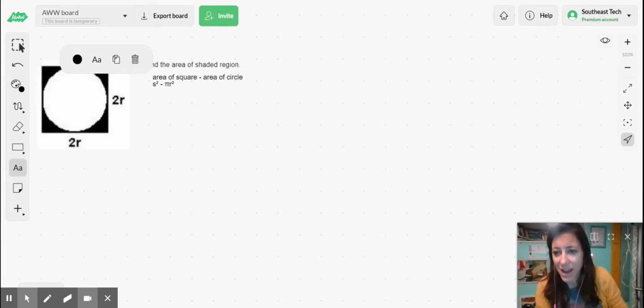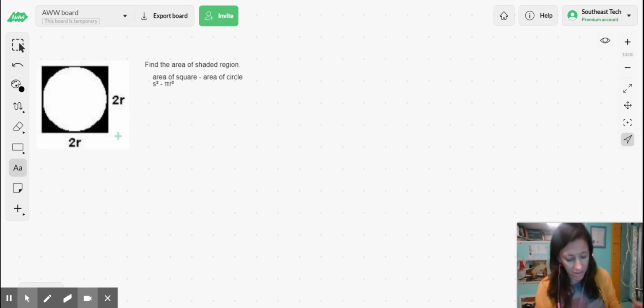Hi, so we're going to look at how to find the area of the shaded region here. So we have the area of the square, which is whatever the side length is squared. Subtract, we're going to cut out the area of the circle and take that away. So for the area of the square, which is side squared, 2r times 2r, that's going to be 2r squared. And then pi r squared.